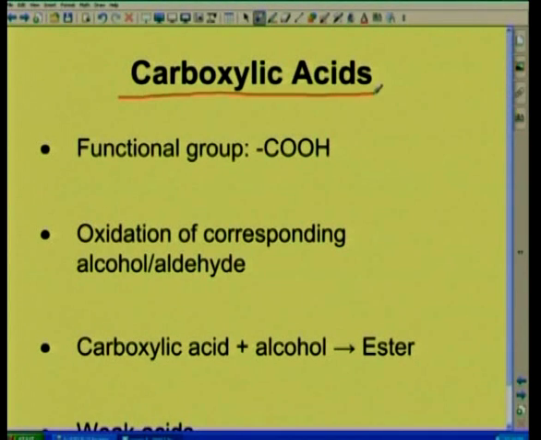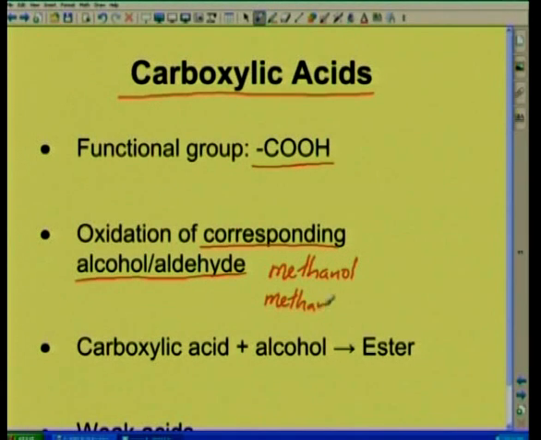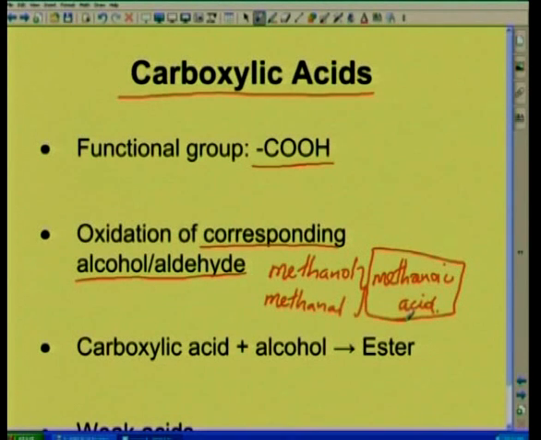Let's quickly talk about carboxylic acids. The functional group, that COOH group there, is the functional group for carboxylic acids. They are made by oxidation of the corresponding alcohols or aldehydes. So if you have methanol or methanal, because the aldehyde of methanol is methanal, and you oxidize this, you will end up with what we call methanoic acid. So carboxylic acids are these organic acids.